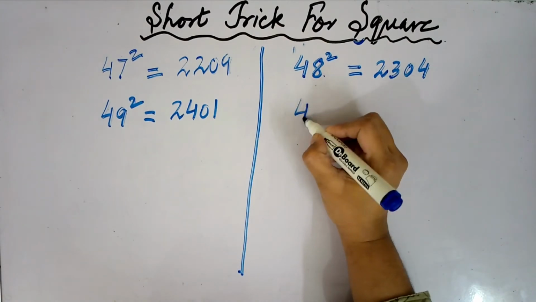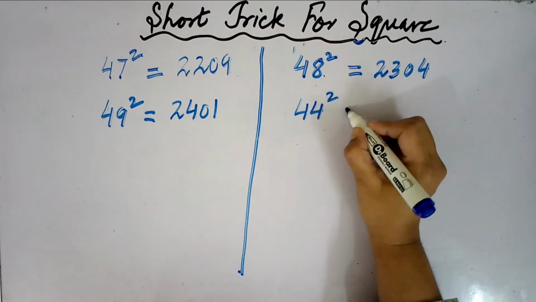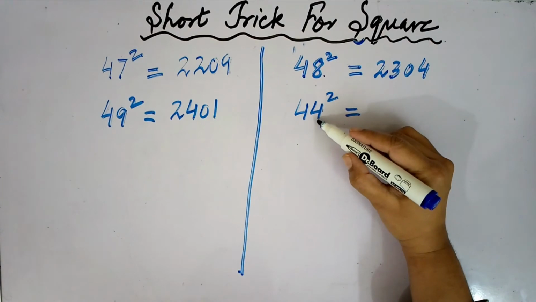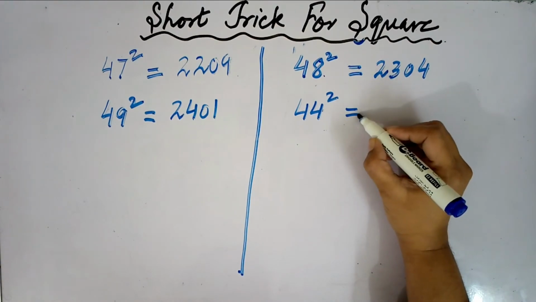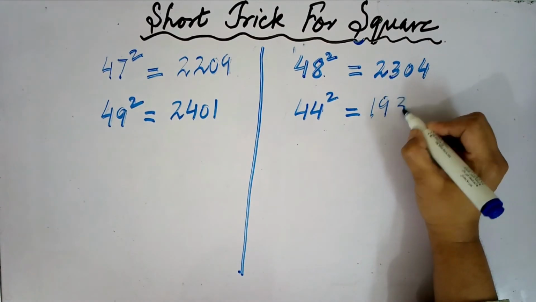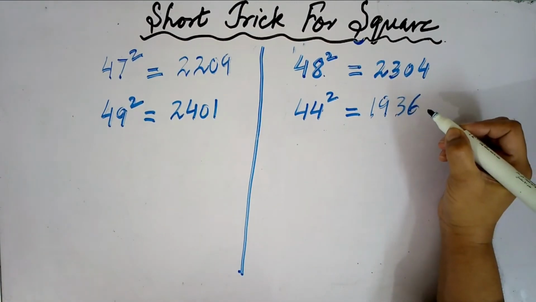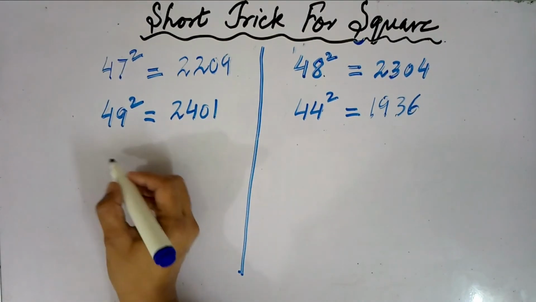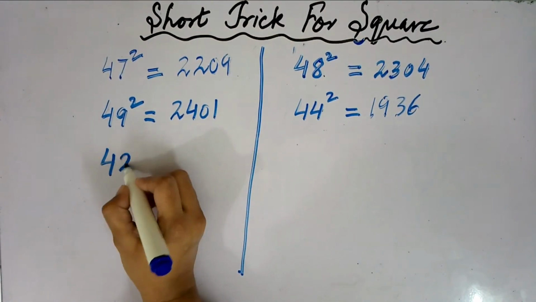Now I am taking 44 square, and how will we solve that? This is 6 less than 50. So we will subtract 6 from 25. That would be 19, and 6 6s are 36. This is your answer.